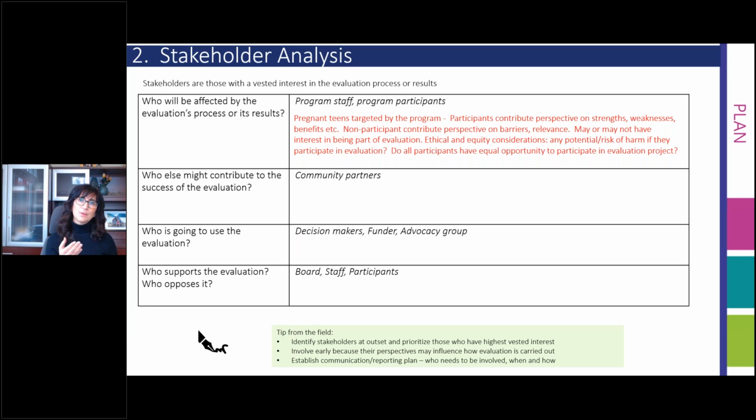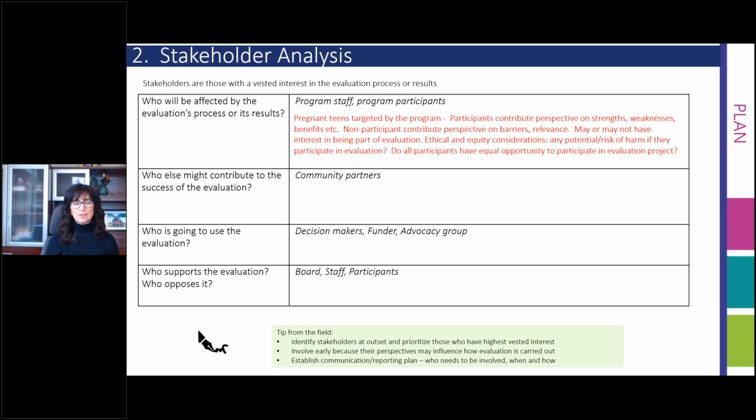So through this, I also want to ask about ethical considerations. Do we need to be mindful of what information we're asking for and how we're asking it? Are we being clear with what we're doing with the information? What type of consent do we need to share? Are we going to explain clearly that this is voluntary and that they do not need to participate? All of those things help us to understand the kinds of things we need to keep in mind when we think about stakeholders.